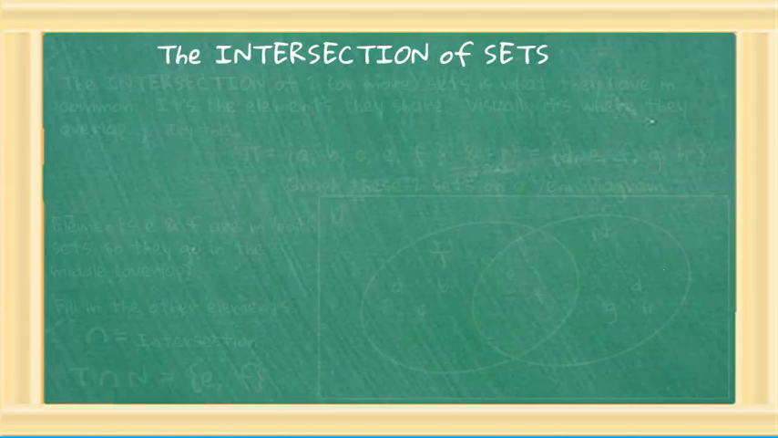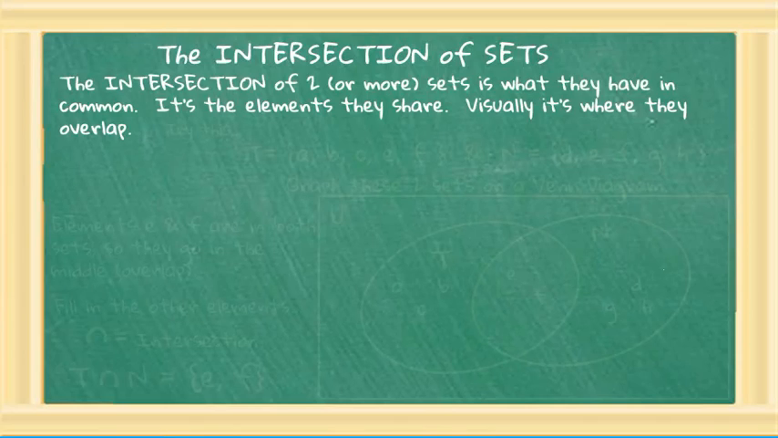All right, now let's talk about the intersection of two sets. We've talked about subsets, where one is inside of the other. Let's see what an intersection would look like, and here's what it's defined as. The intersection of two or more sets is what they have in common. It's the elements they share. And visually, to show that, it would be where they overlap in a diagram.